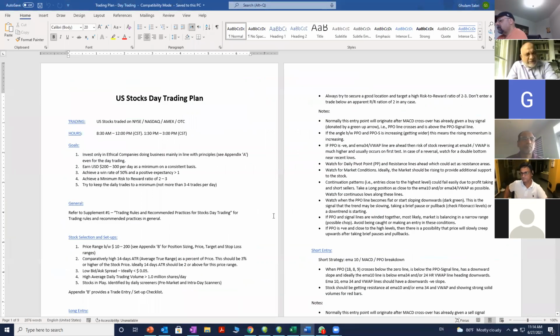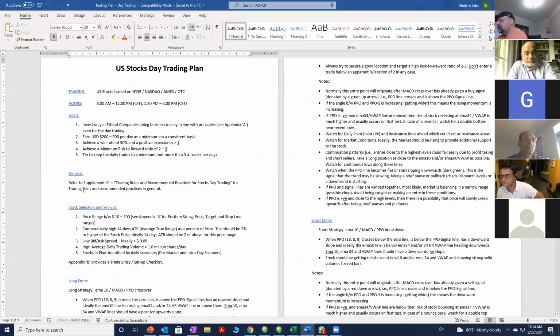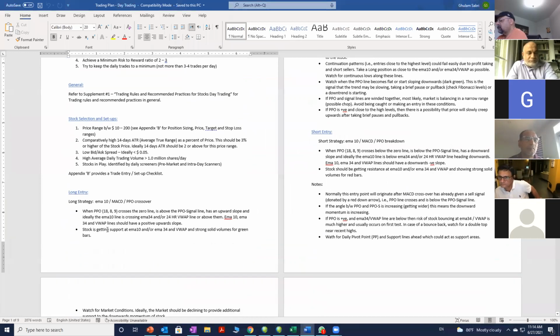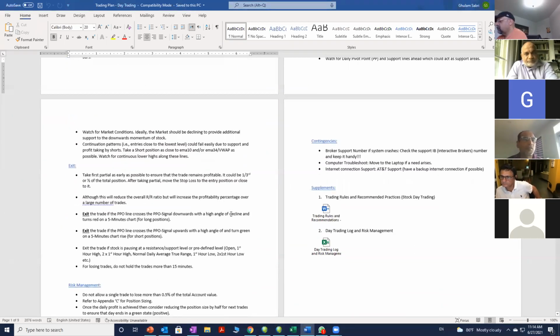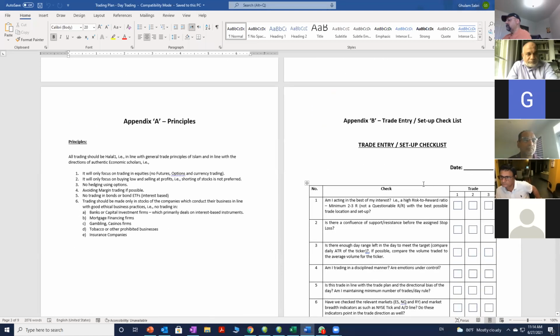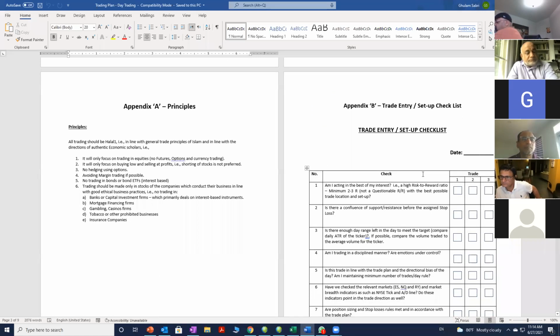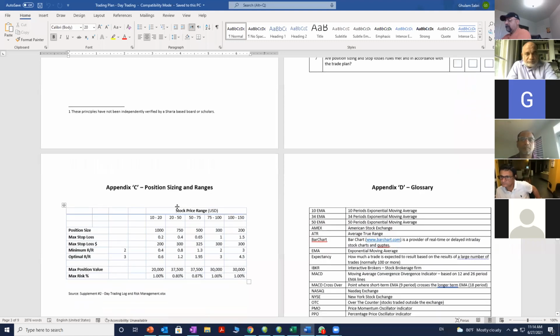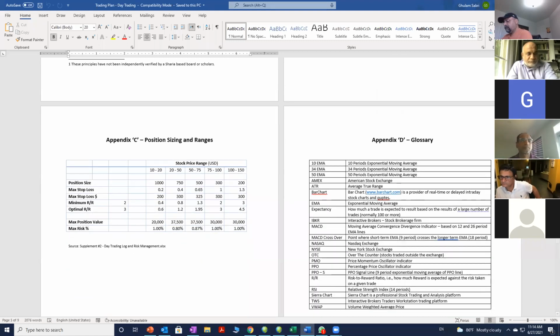In this presentation, this is my plan. What are my goals in general? How do we set up? How do we take a long entry? How do we take a short entry, exit, contingencies? What are my trading rules? What do I need to check when I make an entry? What are the principles, position sizes and ranges?